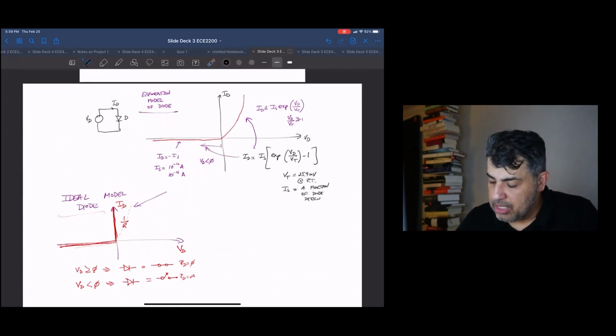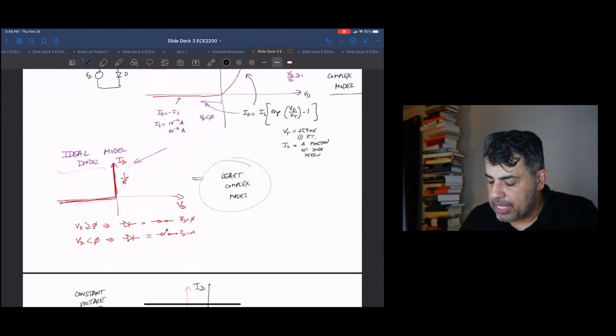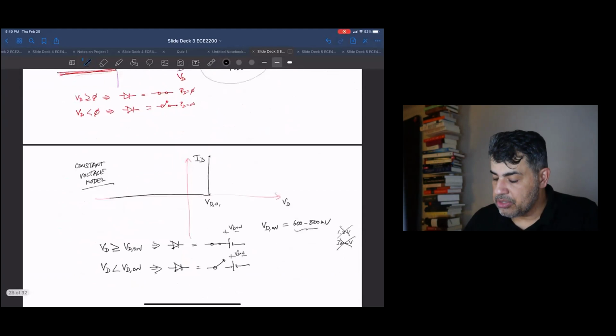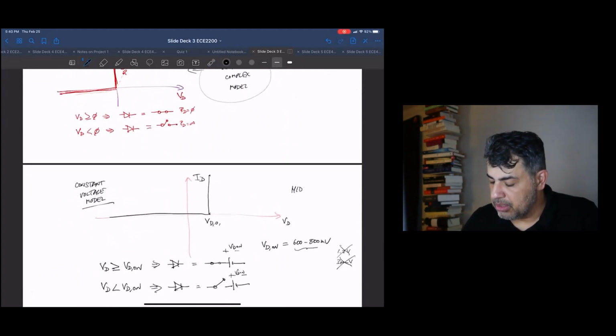Okay, so this is the most complex model. Sometimes you have to use this. We'll see an example maybe later in this lecture. This is the least complex model. I mean, it's the simplest model, but also it's the easiest one to analyze when you have a bunch of circuit elements, etc. And this is somewhere in between. This is pretty easy, but I don't know if I'd even call it medium, so somewhere in the middle complexity.